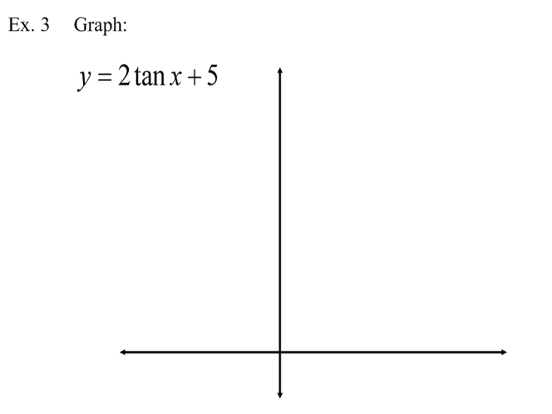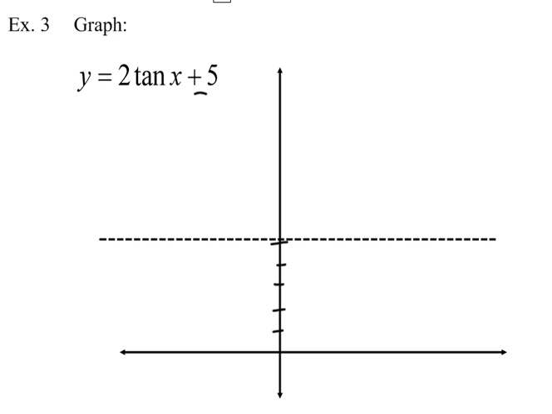So y equals 2 times the tangent of x plus 5. Let's deal with the plus 5 first. So that means our graph is going to be shifted up 1, 2, 3, 4, 5 units. So our new x-axis is going to be up 5 units. So it's going to be up somewhere around here.